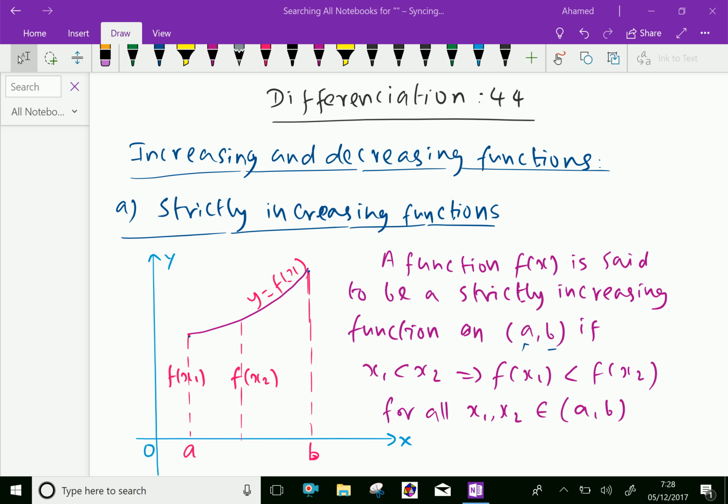Welcome to aminacademy.com. In differentiation, let us discuss increasing and decreasing functions. Let us discuss strictly increasing functions.